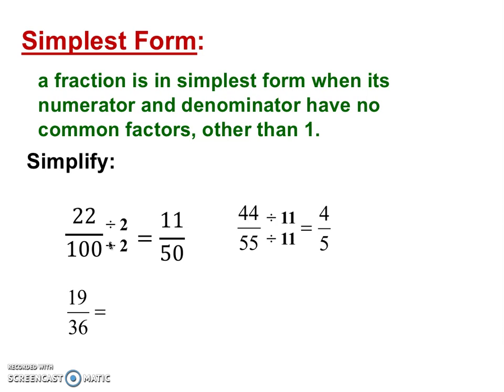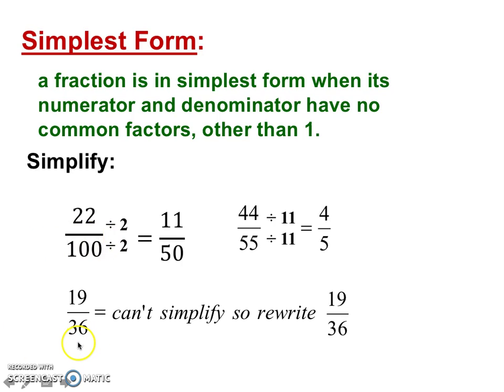Let's take a look at another one, 19/36. If I'm trying to think of factors of 19, it's just 1 and 19. So there's nothing that I can do to this one. All right, I can't simplify it. So if I was asked to simplify 19/36, I would simply write 19/36. It's as simple as it can get.